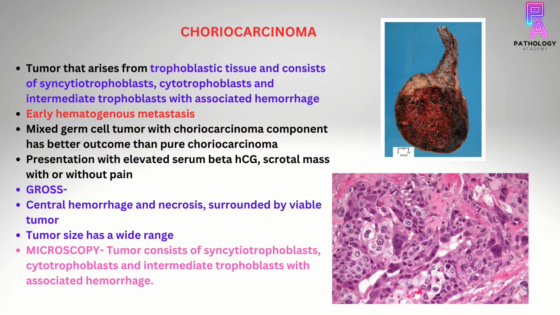Choriocarcinomas are tumors that arise from trophoblastic tissue and consist of syncytiotrophoblasts, cytotrophoblasts, and intermediate trophoblasts with associated hemorrhage. They present with elevated serum beta HCG levels and a scrotal mass with or without pain. They have an early hematogenous metastasis. Grossly, these tumors present with central hemorrhage and necrosis surrounded by viable tumor, and the tumor size has a wide range. On microscopy, the tumor consists of syncytiotrophoblasts, cytotrophoblasts, and intermediate trophoblasts with associated hemorrhage.